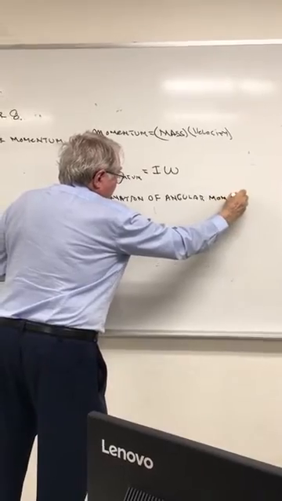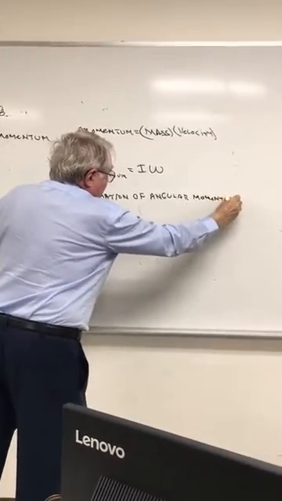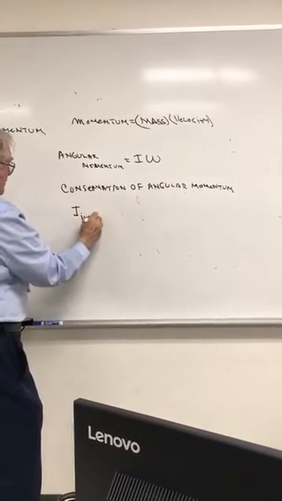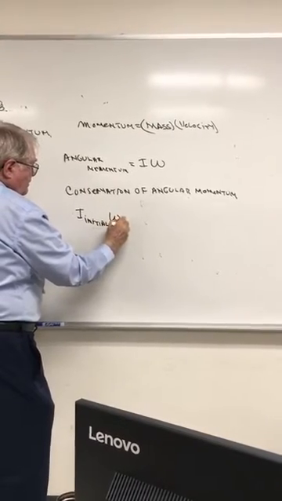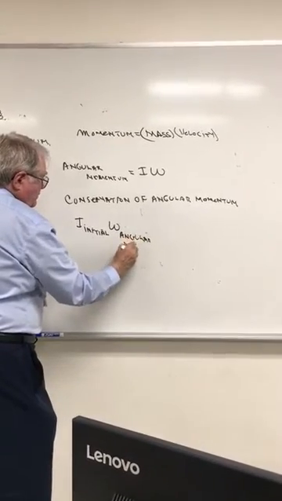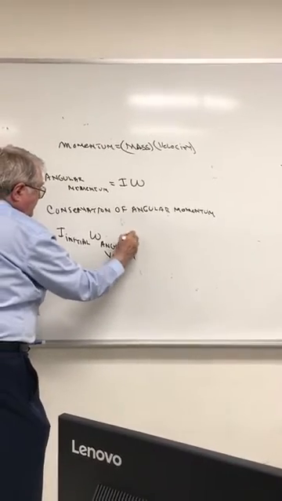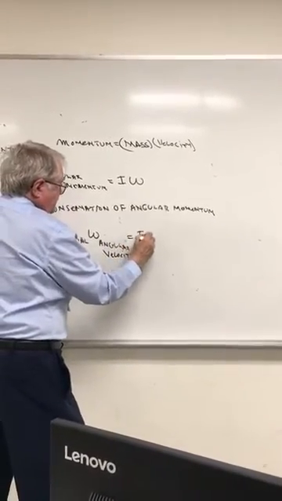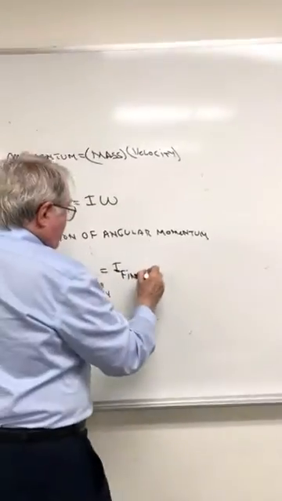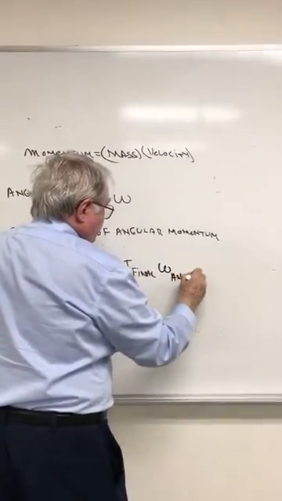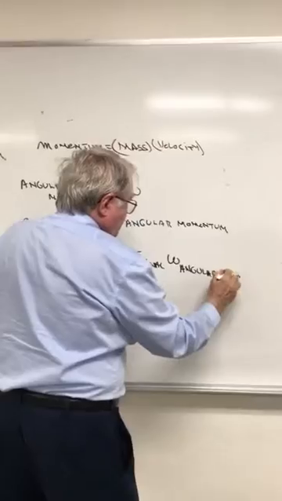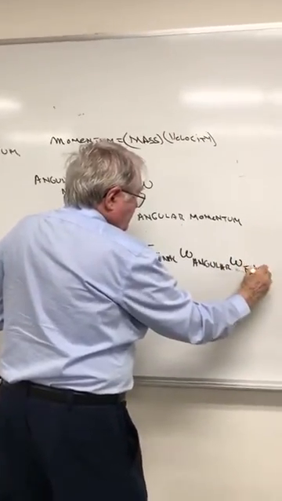And what this says is the initial rotational inertia times the initial angular velocity is equal to the final moment of inertia times the final angular velocity. Like that.